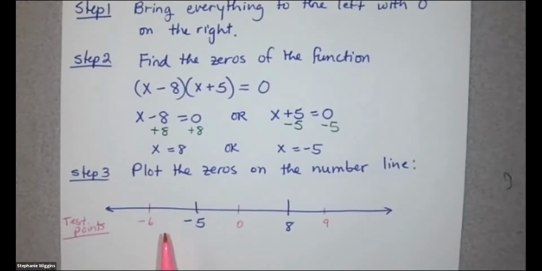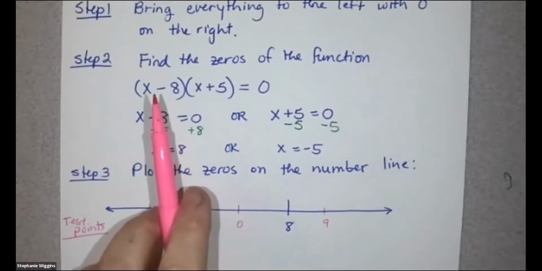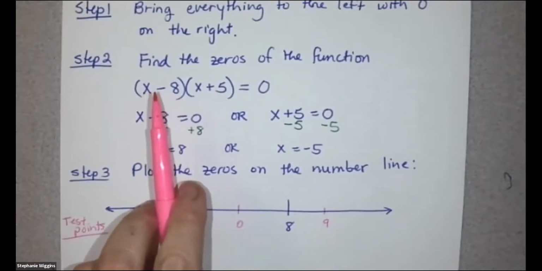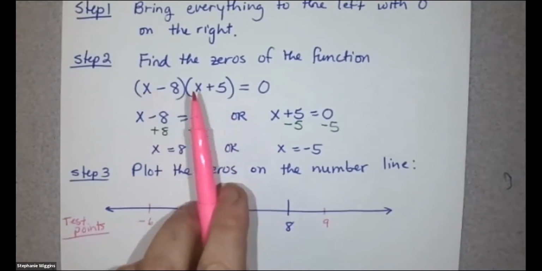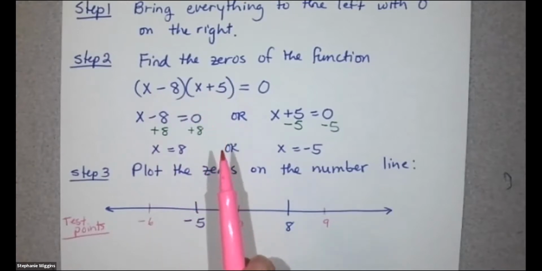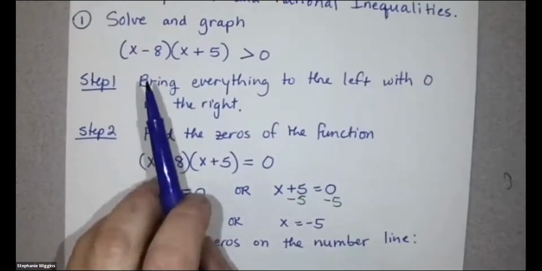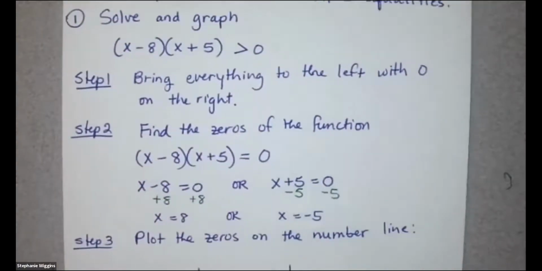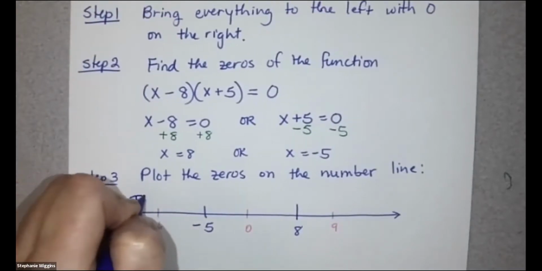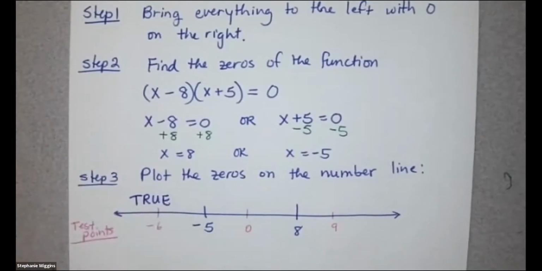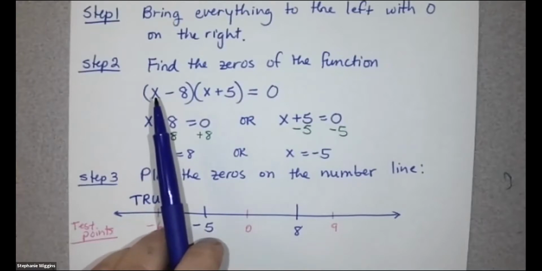And I'm going to plug them into my original function. So I plug in -6, and then -6 minus 8 is going to be negative. -6 plus 5 is also negative. So I have a negative times a negative, that's a positive. We want to know, when is this function positive? So when I plugged in -6, I got a true statement. So it's true.